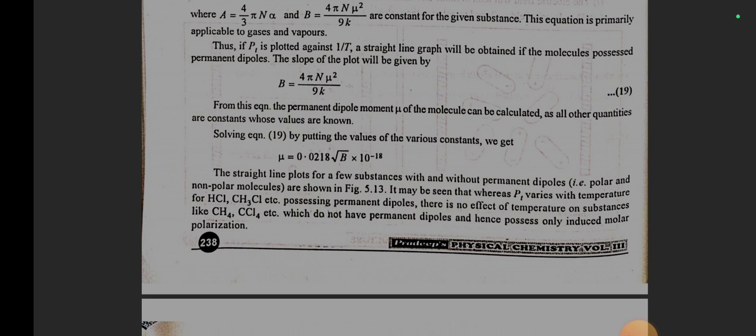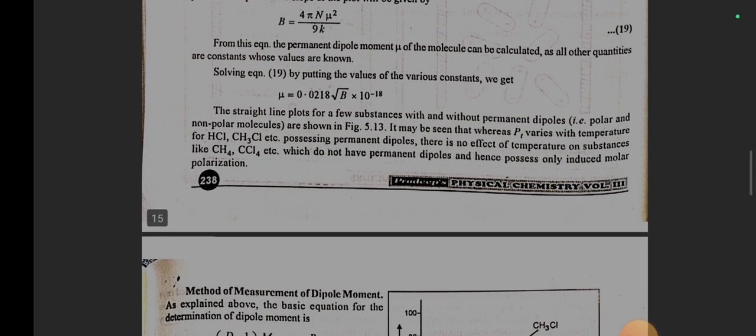The straight line plots for a few substances with and without permanent dipoles are shown in figure. It may be seen that whereas Pt varies with temperature for HCl and CH3Cl etc. possessing permanent dipoles, there is no effect of temperature on substances like CH4, CCl4 etc. which do not have permanent dipoles and hence possess only induced molar polarization.